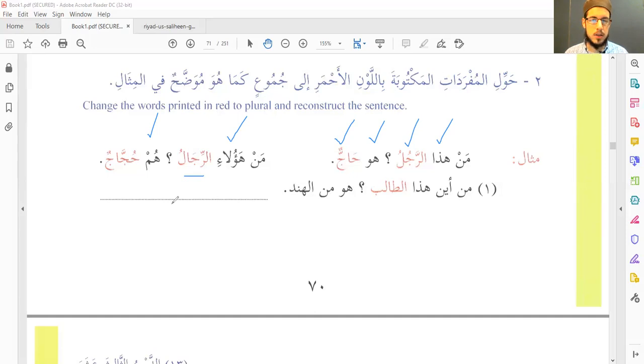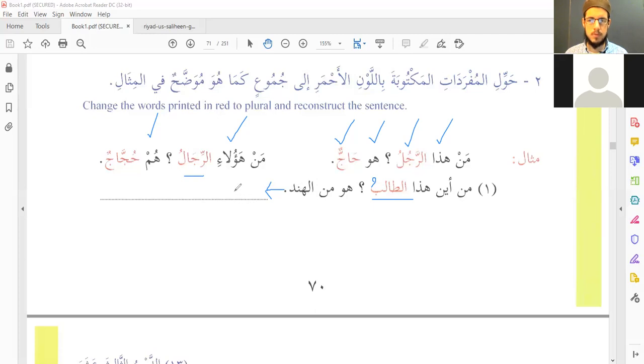Let's start. Let's go with Brother Muhammad Mu'tasim. So read the example and then work to convert it to all plural nouns. The word in red needs to be converted into plural, and any word that also has to change because of that change. Okay. من أين هذا الطالب؟ Good. هو من الهند. Excellent.